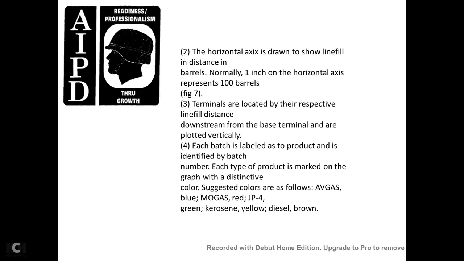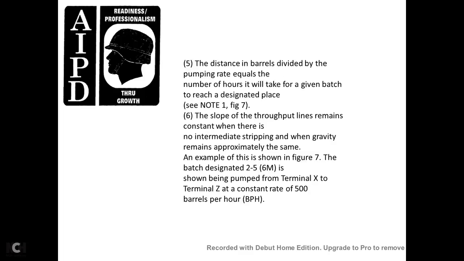Terminals, located at their respective line distances downstream from the base terminal, are plotted vertically. Each batch is labeled with the product identified in the batch. Each type of product is marked on the graph with distinctive colors. The suggested colors are: AVGAS blue, MOGAS red, JP4 green, kerosene yellow, and diesel brown. The distance in barrels is divided by the pumping rate in barrels per hour, which gives the time for the given batch to reach the designated point. See note number 1, figure 7.